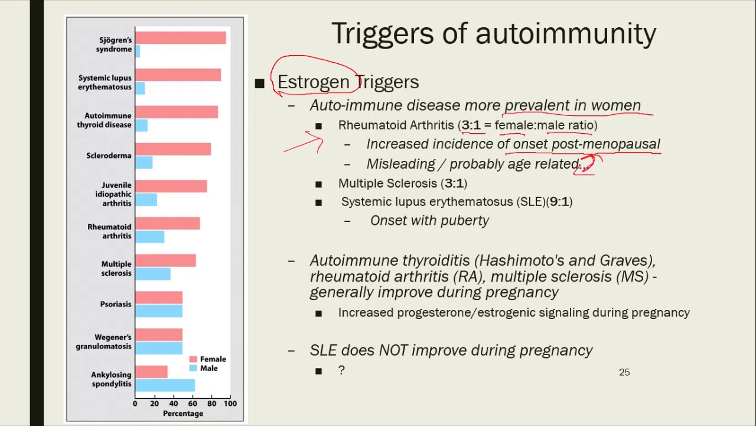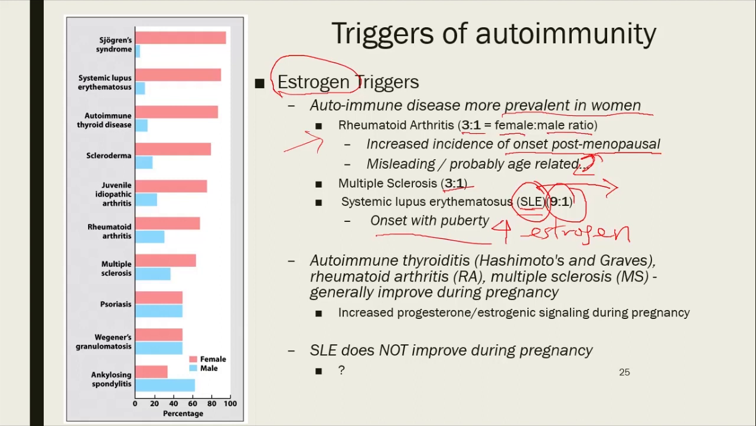In multiple sclerosis, again, 3:1. In systemic lupus erythematosus, or simply called SLE, the ratio is 9:1, usually with onset during puberty. So there is a link to increased estrogen production, right? Estrogen increases in puberty. So clearly there are quite significant differences. Now, I am going to talk about SLE in your next week's GEM module, so I won't talk too much here about treatments and things of that nature.